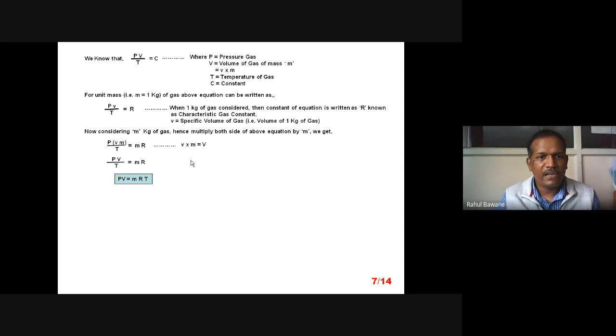So remember, whenever it is said that PV is equal to MRT, at that time V is the total volume, not the specific volume, because already we multiplied by M, the mass of the system. So PV is equal to MRT, where M is the mass of that system, R is the characteristic gas constant, P is absolute pressure, V is volume, and T is temperature.